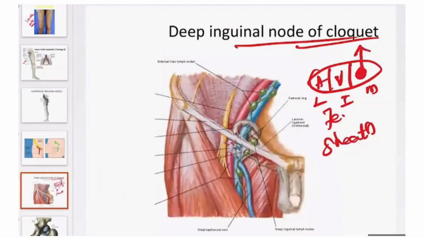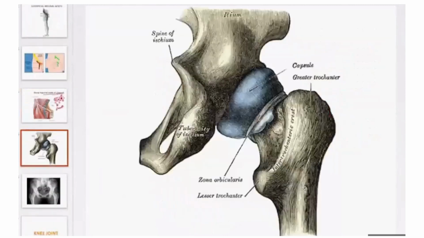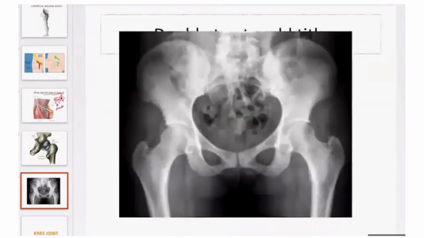What is this joint? Ball and socket joint, formed by the upper end of femur and the acetabulum, which is a fibrous synovial type of joint. This is a plain X-ray, AP view of the hip joint. If you draw a line from the upper margin of the obturator foramen along the neck of the femur, this is called Shenton's line. This line is called Shenton's line.